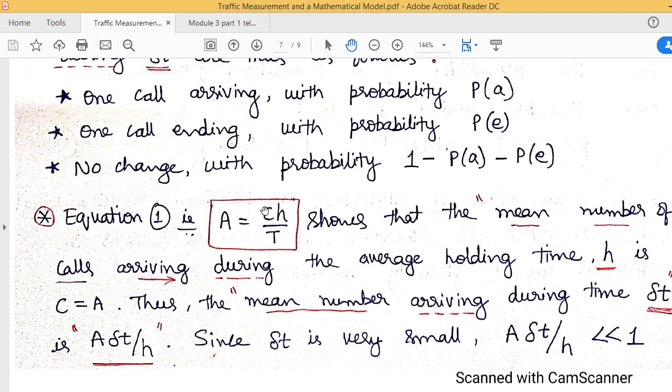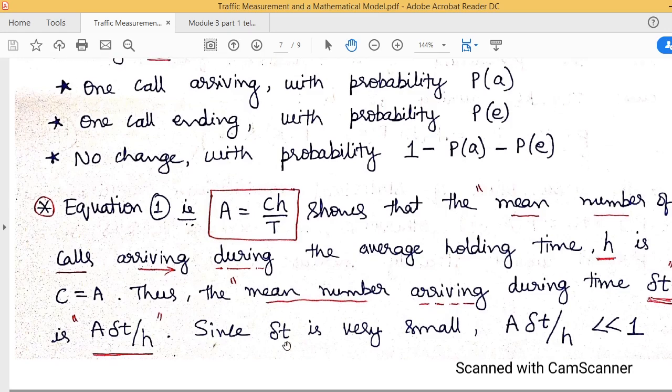So this term will be equal to A times t. Right now we are dealing with delta t time duration. So A times delta t divided by H. This H comes to LHS, becomes A delta t by H. So this becomes the number of calls that are arriving within this small duration delta t. Is it clear?